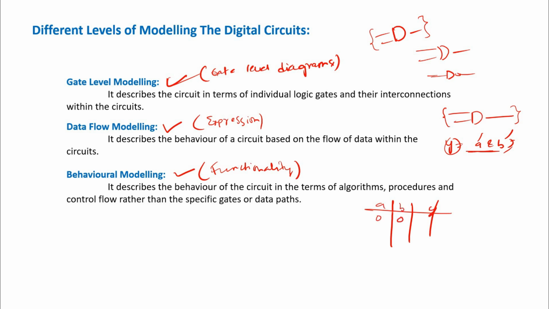For behavioral modeling, if you know the functionality: whenever A is 0 and B is 0, the output is 0. Whenever A is 0 and B is 1, the output is 0. Whenever A is 1 and B is 0, the output is 0. Whenever A is 1 and B is 1, the output is 1. So this is the functionality. What is meant by functionality? Whenever we give some inputs to a particular digital circuit, how the circuit behaves based on those inputs is called the functionality of the digital circuit. So these are the three different levels of modeling digital circuits.